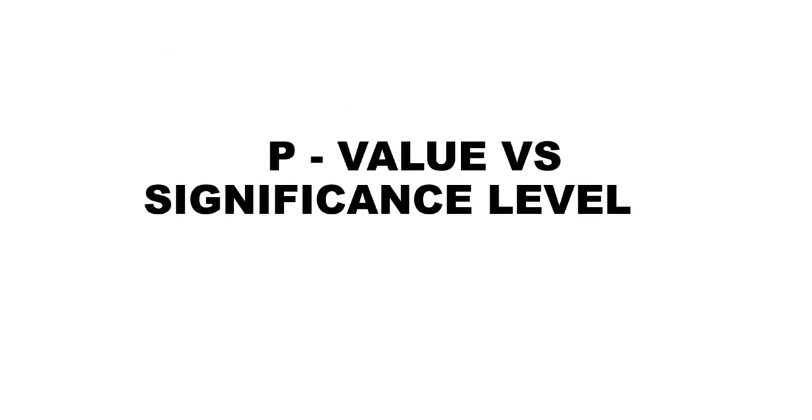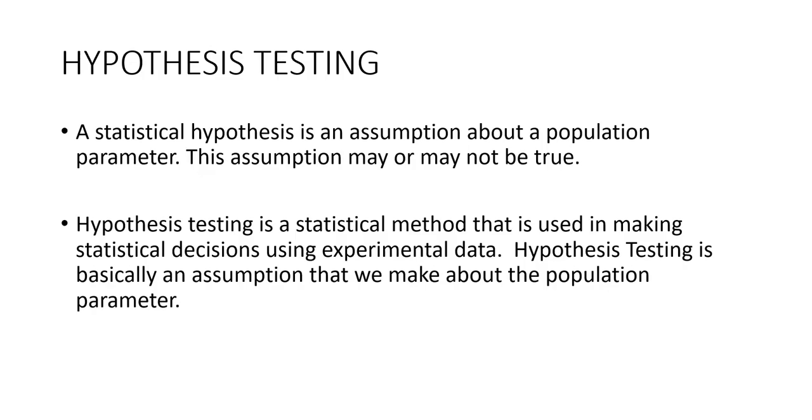P-value versus significance level. This is from statistics. Before getting into p-value and significance level, I am giving a quick introduction to hypothesis testing. A statistical hypothesis is an assumption about a population parameter. You are familiar with these aspects, I believe. We have separate videos on the playlist. You can watch these hypothesis testing videos.